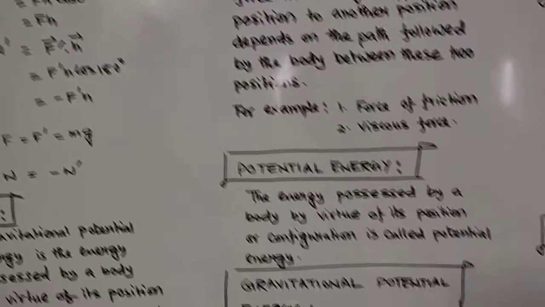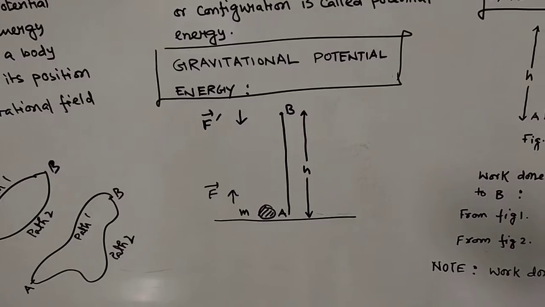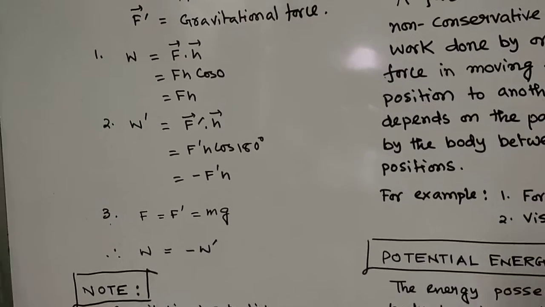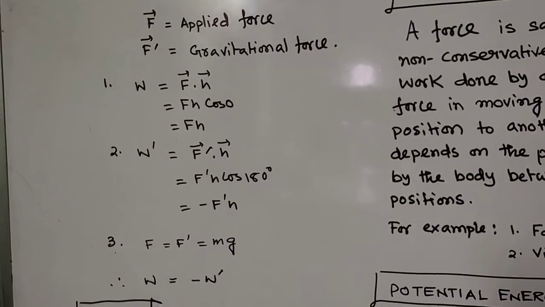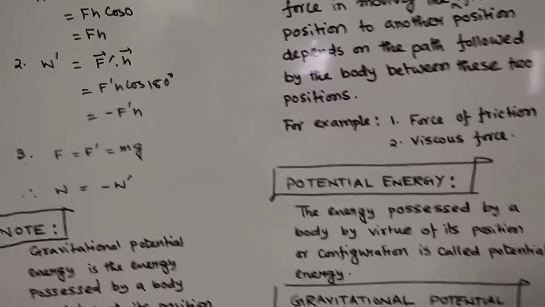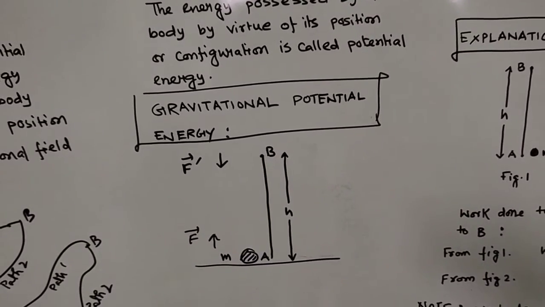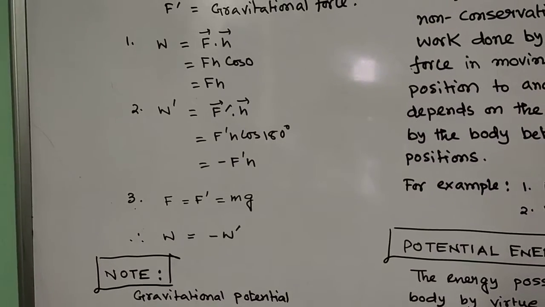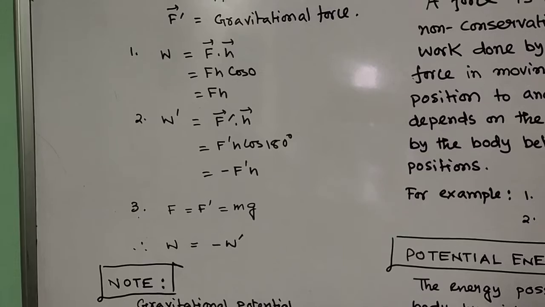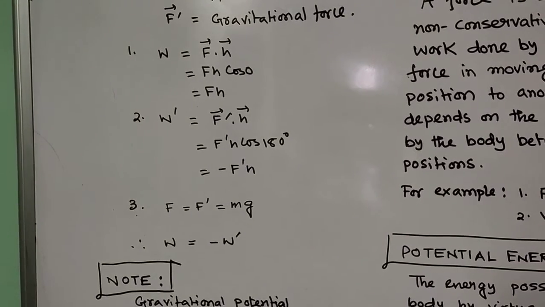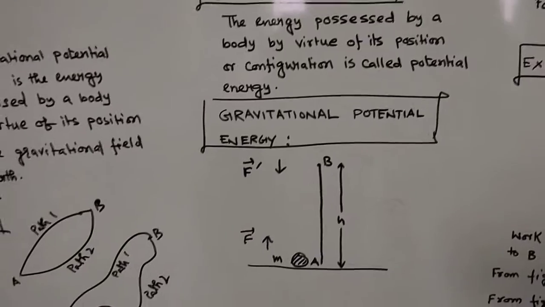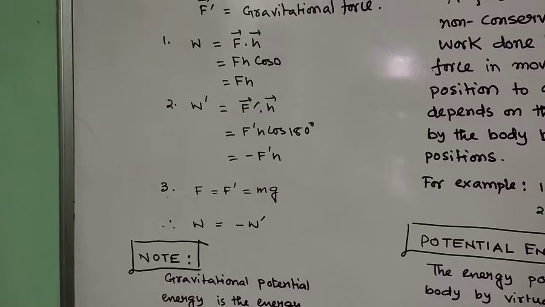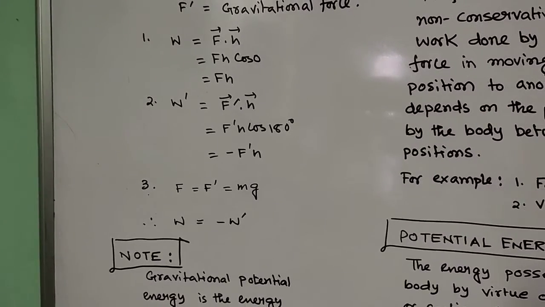So work done by the applied force: you are moving the mass from A to B, so the displacement and the force are in the same direction, so it's cos 0 degree as per the definition of work done, dot product, that is Fh. And gravitational force acts vertically downward and you are moving the mass from A to B. So for the gravitational force, W dash vector equals F dash vector dot h. So F dash h cos 180 degree; cos 180 is minus 1. So W dash equals F dash h with the negative sign.